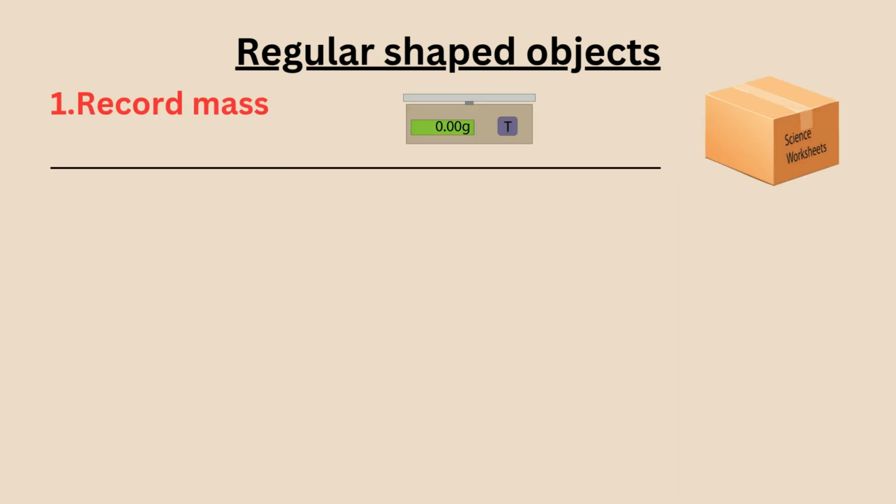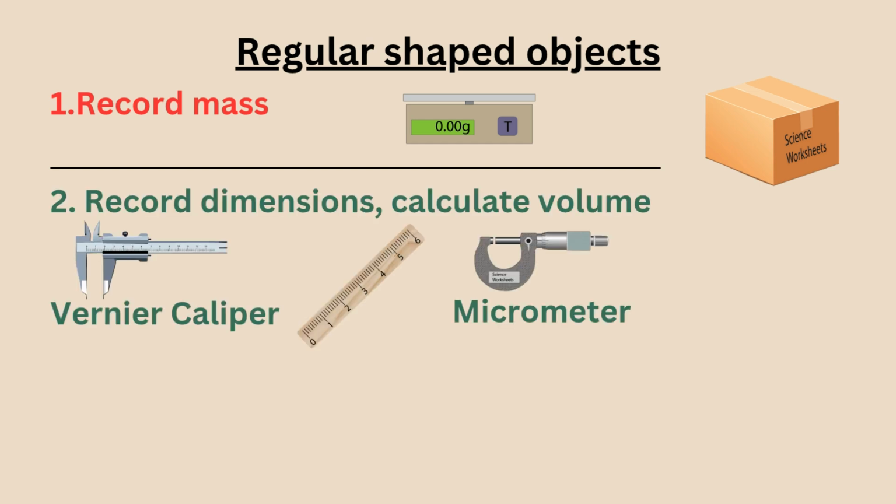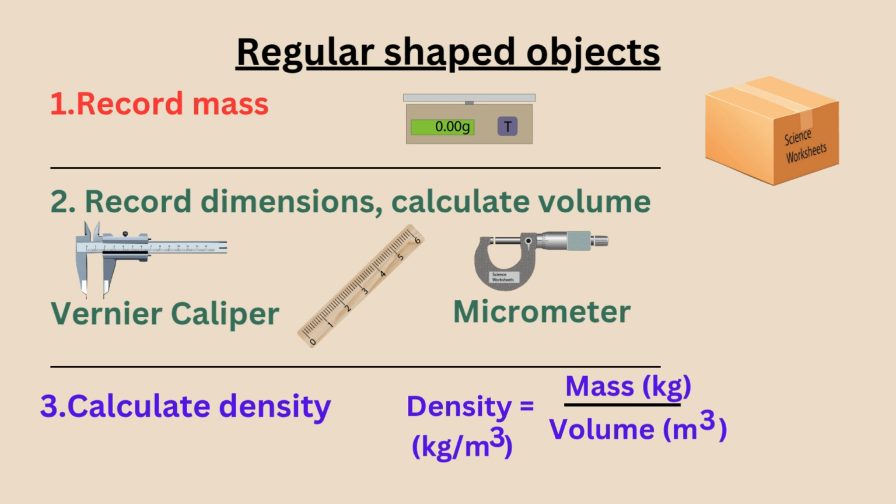To calculate the density of a regular shaped object, first of all we need to record the mass in kilograms of the object. Once we've done that, we will need to measure the dimensions and use these dimensions to calculate the volume. The dimensions can be measured using a ruler, a vernier caliper, or a micrometer. In the case of a cube or a cuboid, such as our box, we can take the length and multiply it by the width and then multiply it by the height, which will give us the volume. Now we have both the volume and the mass, we can use the formula density equals mass divided by volume to calculate the density.